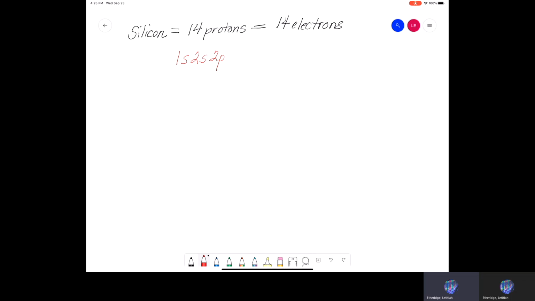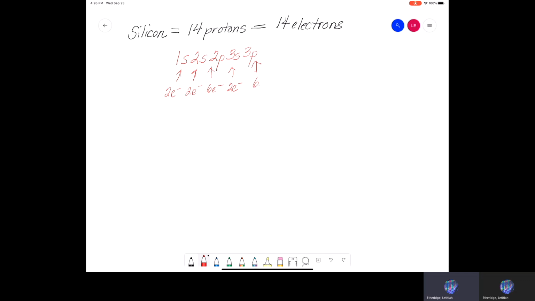And then we are going to move on to 3s. And then we move on to 3p. Okay, so the s orbitals are going to hold 2 electrons. So 1s contains 2 electrons when it's full. 2s contains 2 electrons when it's full. 2p when it's full is going to contain 6 electrons. 3s when it's full is going to contain 2 electrons, and then 3p when it's full is going to contain 6 electrons.